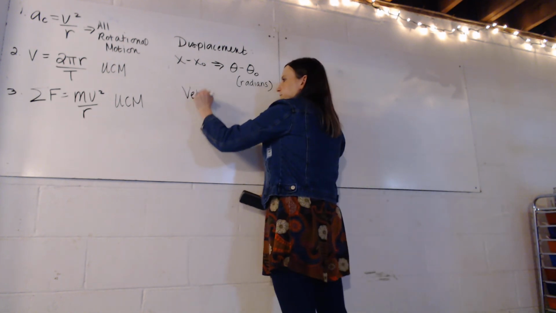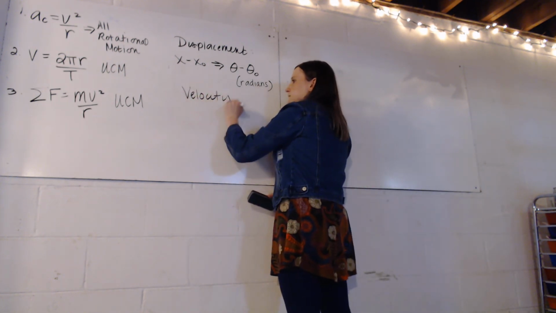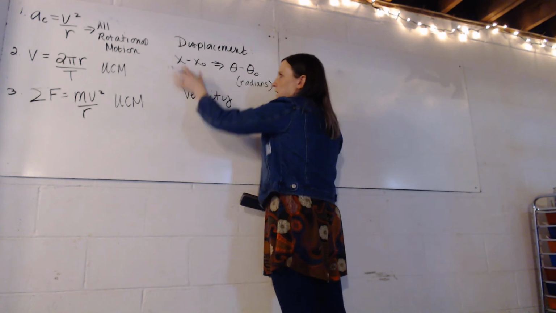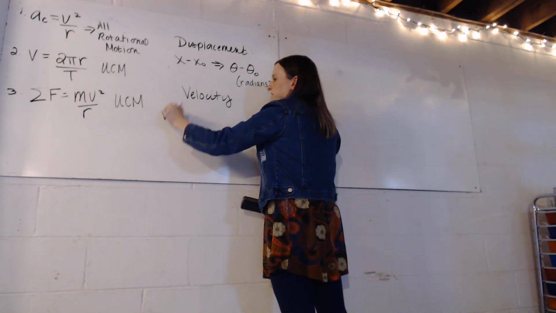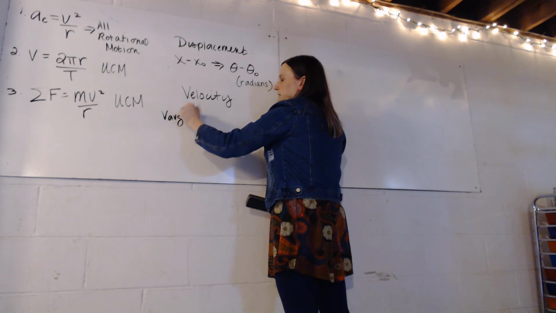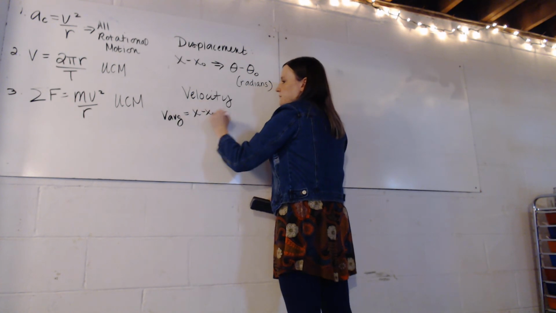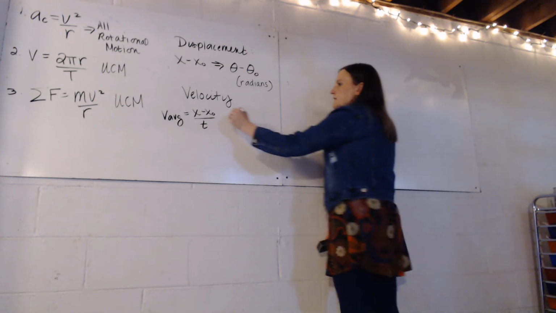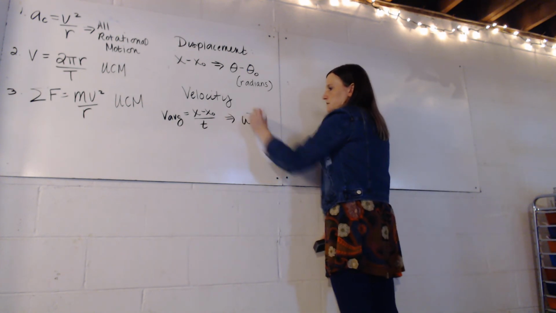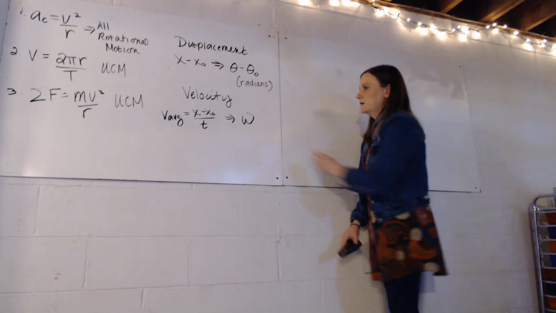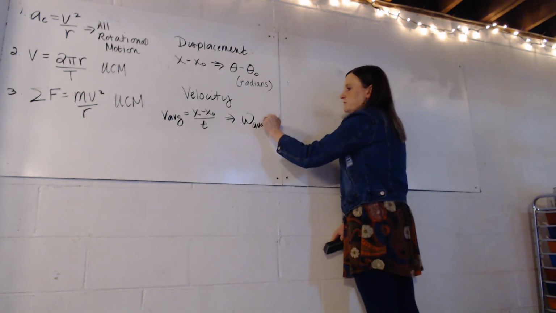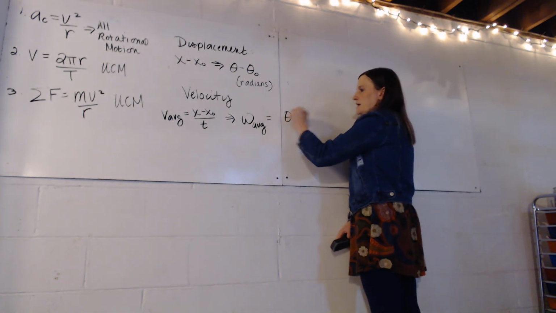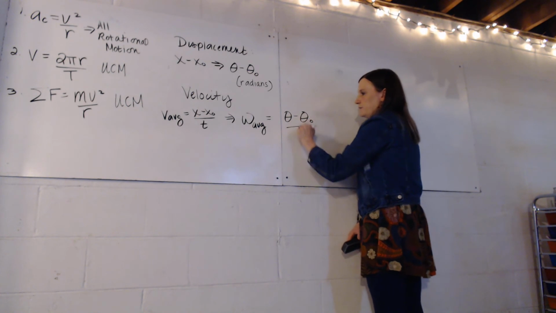Velocity. For linear motion, we say that average velocity is displacement divided by time. It's the rate at which motion occurs. In angular form, we use a new symbol, the Greek letter omega, and average angular velocity is angular displacement divided by time.